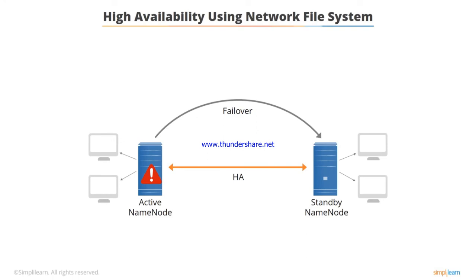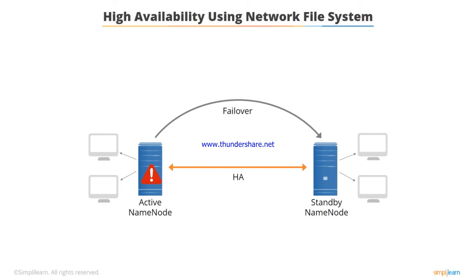Another important feature of Hadoop version 2 is high availability, or HA, using the network file system, or NFS. This feature addresses the failover issue of Hadoop version 1 by allowing two machines to be configured as name nodes within the same cluster. One of these name nodes runs as active, and the other runs as standby. At any time, only one of them is active.